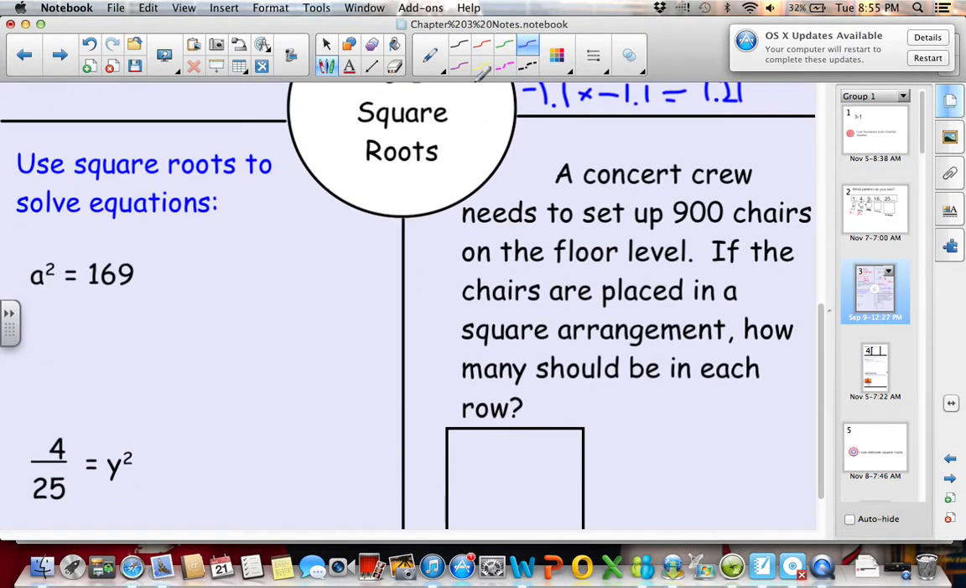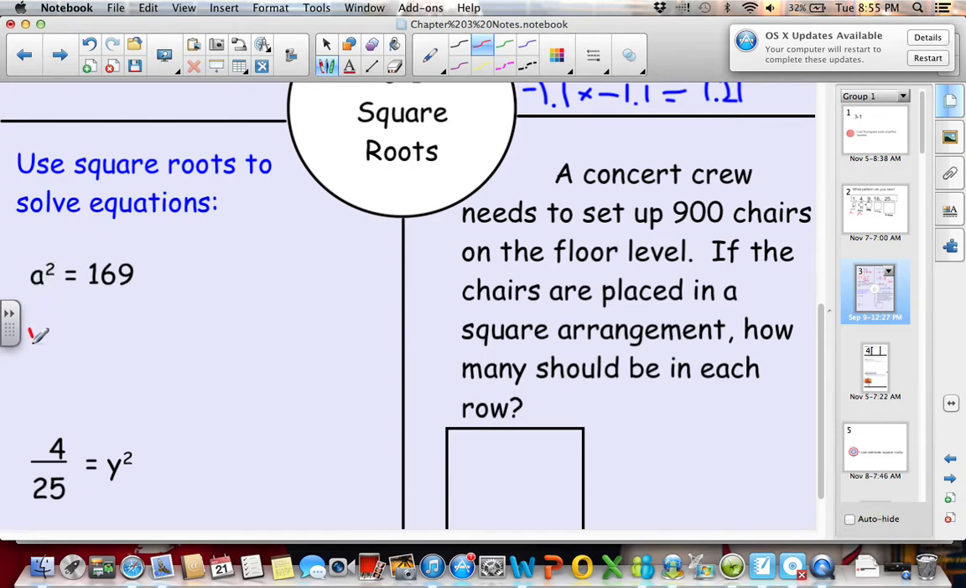So say we have some variables involved here. We have a squared equals 169. Well, in our head we think, what number squared equals 169? Well, the opposite of squaring a number is taking the square root. And if you think back to solving one-step equations, we take the opposite of what's being done to the variable to get the variable alone.